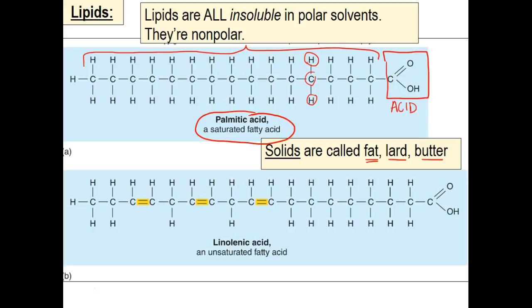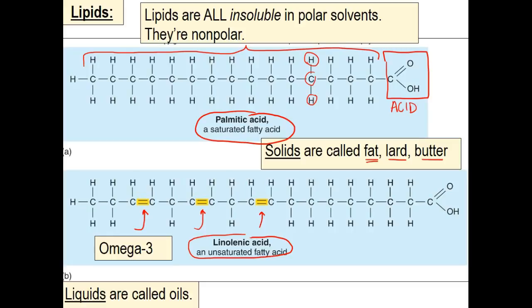Okay, and then you have the unsaturated fatty acids, such as linolenic acid, shown at the bottom of the slide. In unsaturated fatty acids, there are double bonds between one or more of the carbons in the hydrocarbon chain. This causes a kink in the molecule and makes it into a liquid called an oil.